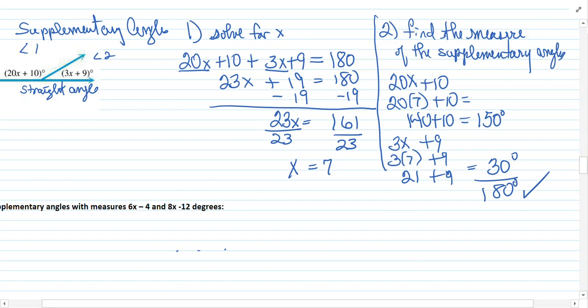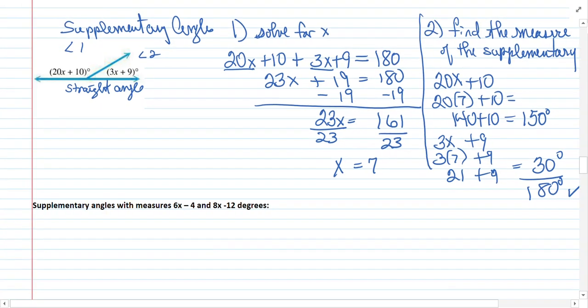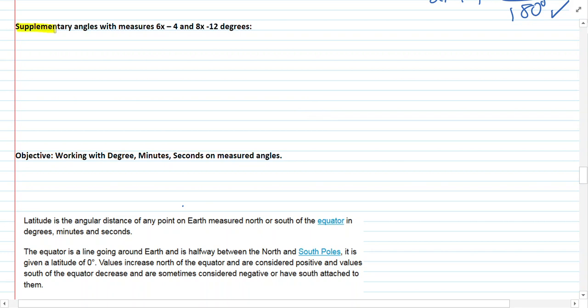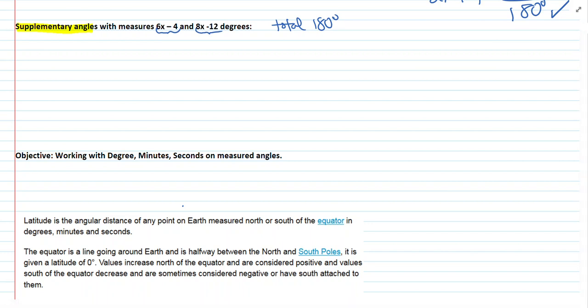All right, questions? Again, if there's some mathematical aspect of this that I have not covered, by all means, play it again. Now we're going to have language. The key word here is supplementary angles. If they're supplementary, therefore they total 180 degrees. And my angles are 6x minus 4 and 8x minus 12. A little different from what we've done, but definitely not anything we can't handle.